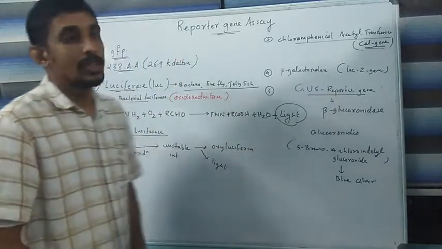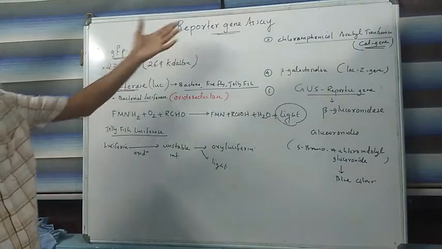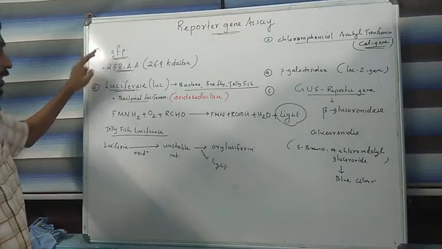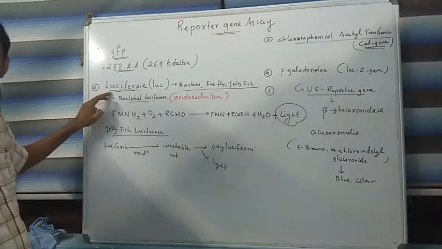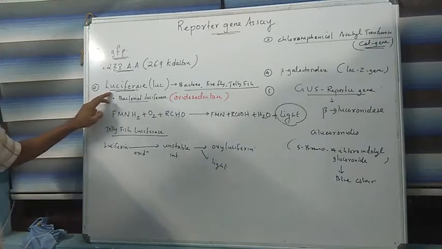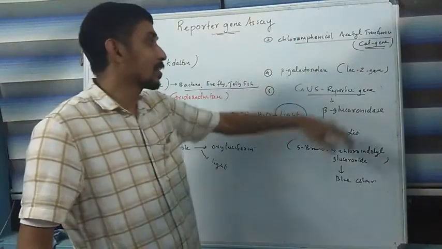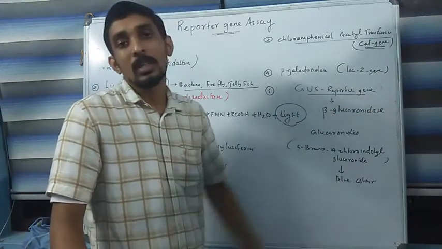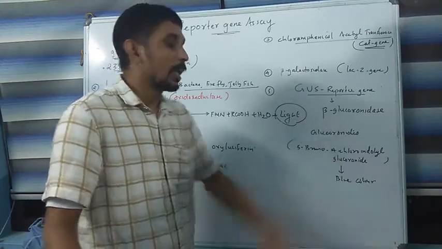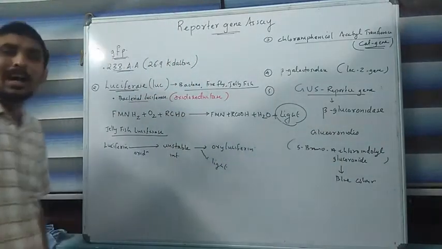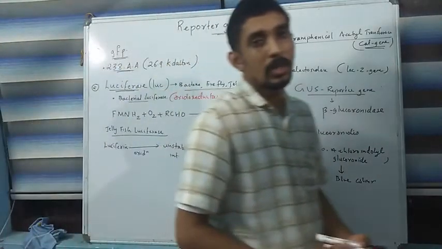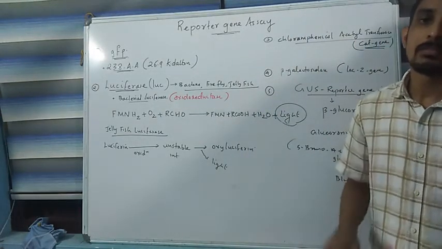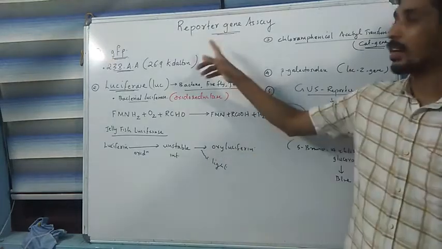So here we discussed 5 types of reporter gene assays: GFP, the green fluorescent protein gene; the Luciferase gene in bacteria, firefly and jellyfish; the chloramphenicol acetyltransferase CAT gene; the beta-galactosidase gene; and the GUS beta-glucuronidase gene. We have different kinds of reporter genes in plants and animals, but here we discuss only 5 types. This is the broad concept regarding the reporter gene assay.